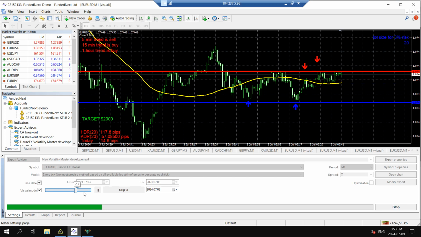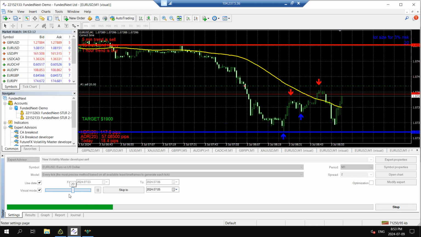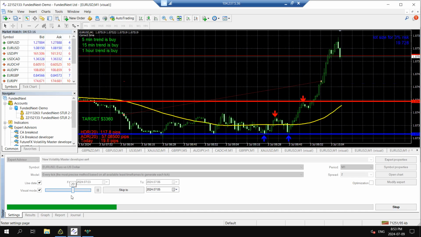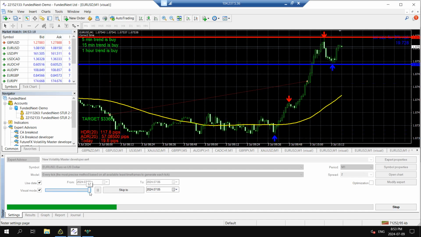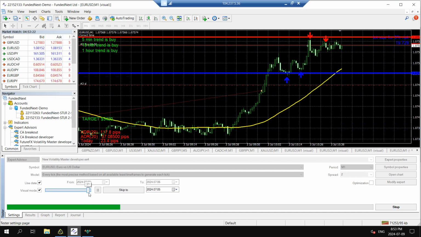What have we got here? Got the correct time, just waiting for a breakout. There's our breakout. We've got a sell order. And we took a loss. One losing trade. We've got a buy order this time.